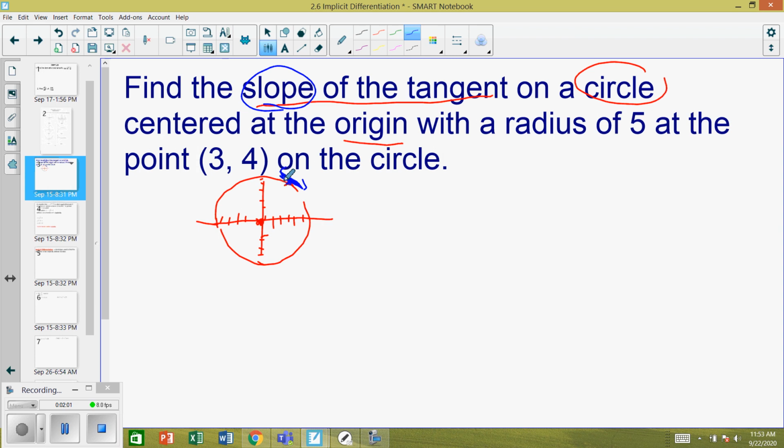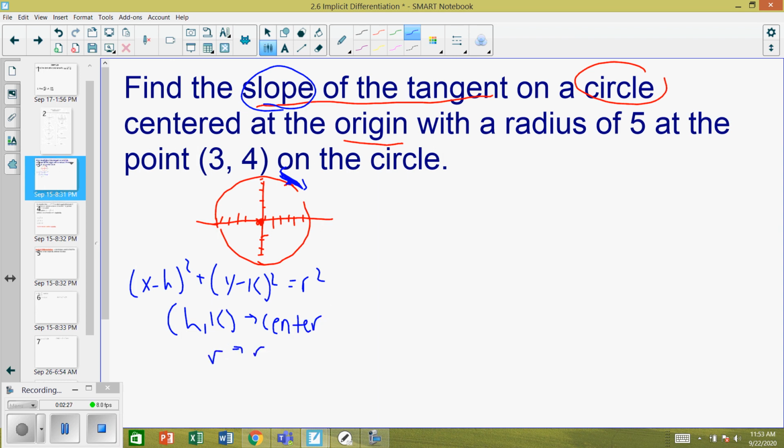So in order to find this derivative, let's think about what the equation of this circle is, and hopefully it comes back to you a little bit. Remember that the general equation is (x minus h) squared plus (y minus k) squared equals r squared, where h and k are the center and r is the radius. So hopefully that refreshes you on that. But since h and k are both 0 and the radius is 5, this is going to be (x minus 0) squared plus (y minus 0) squared equals 5 squared, which is 25.